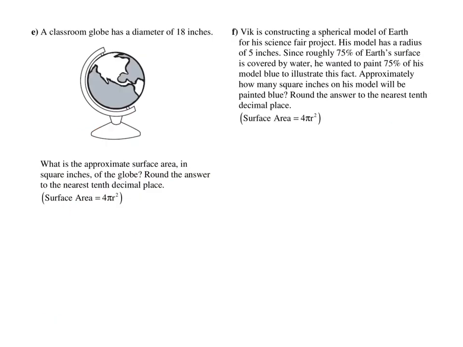All right, a classroom globe has a diameter of 18 inches. All right, a globe is a sphere. Okay, this is a three-dimensional object, not a circle. All right, what is the approximate surface area in square inches of the globe? Round the answer to the nearest tenth. All right, and they give you the surface area for a sphere. So it's simply 4 pi r squared. What's r in this case? R is half the diameter, so it's 9.